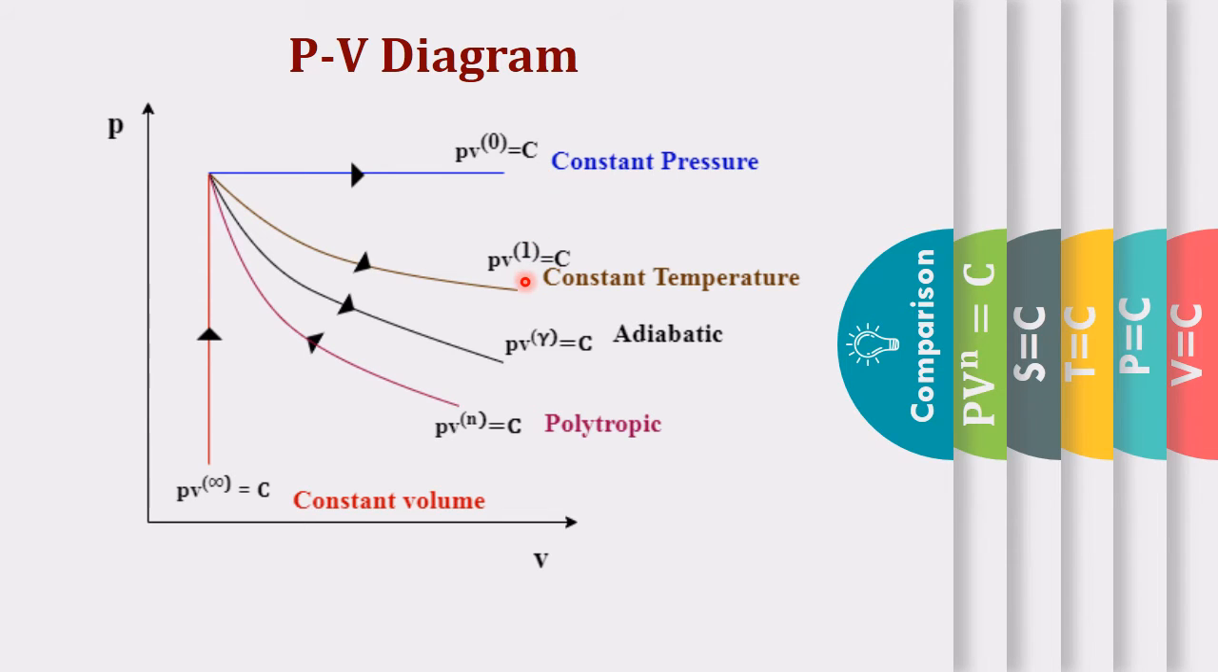When you substitute n equal to 1, the temperature is constant in the relation, so it is a constant temperature process. When you substitute n equal to gamma, you get PV^gamma equal to constant, so it is a reversible adiabatic or isentropic process. So PV^n equal to constant is called a polytropic process, and it is a base for the expansion and compression of the gases.